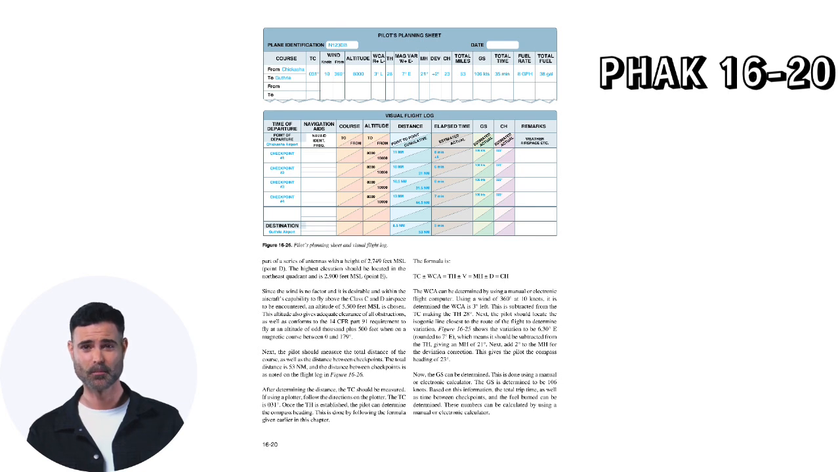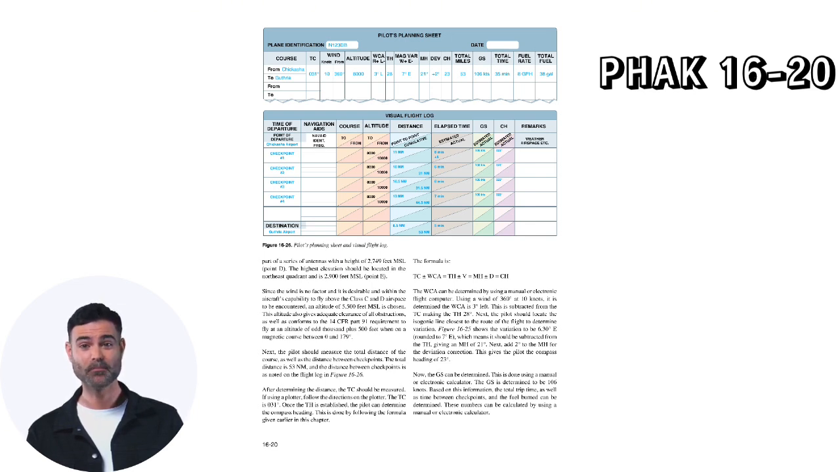Next, the pilot should locate the isogonic line closest to the route of the flight to determine variation. Figure 1625 shows the variation to be 6.30 degrees east, rounded to 7 degrees east, which means it should be subtracted from the TH, giving an MH of 21 degrees. Next, add 2 degrees to the MH for the deviation correction. This gives the pilot the compass heading of 23 degrees.